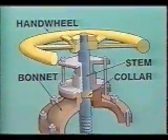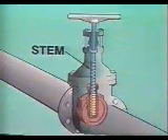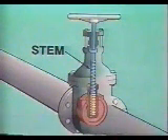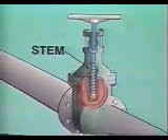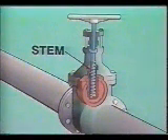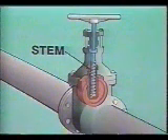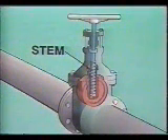Some gate valves have stems that do not rise. The stem of this valve is solidly attached to the hand wheel. A collar at the bonnet end holds the stem in place. It cannot move up or down. As the hand wheel is turned, the stem screws into or out of the gate, raising or lowering it. The position of a non-rising stem valve cannot be determined by looking at the stem or hand wheel.